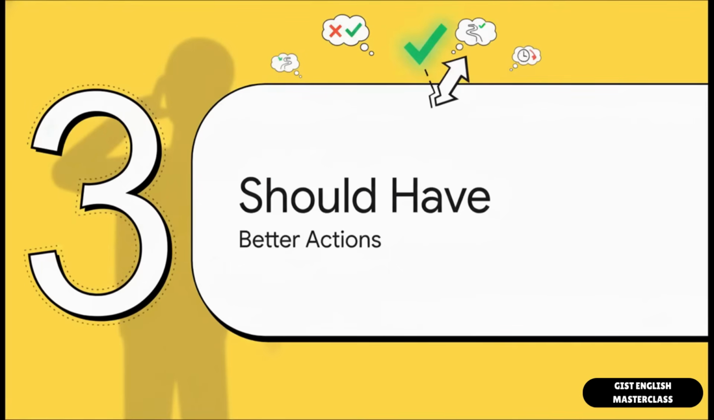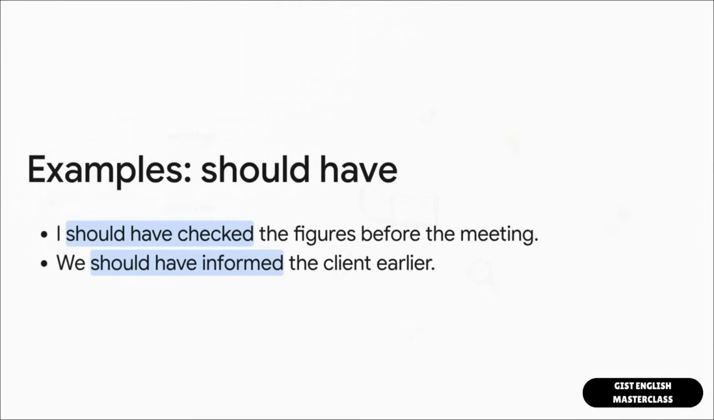And finally, we have should have. This is the big one. This is what we use when we look back at our past mistakes. You know that feeling when you realize there was a much better, a more correct action you didn't take? That's should have. And yet, it often comes with a little bit of regret or maybe even some criticism. Take a look at this. I should have checked the figures before the meeting.